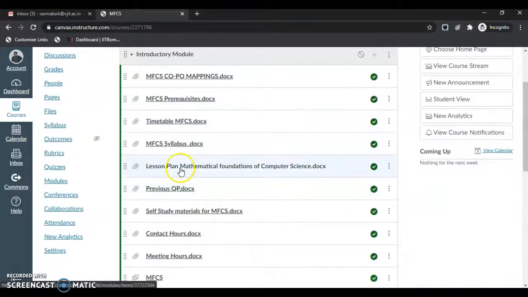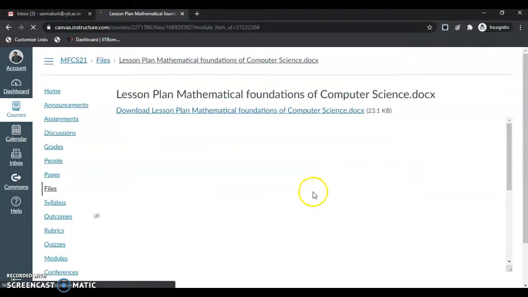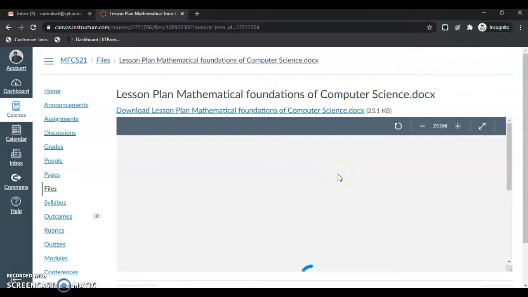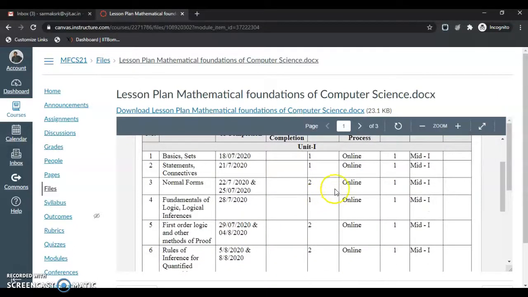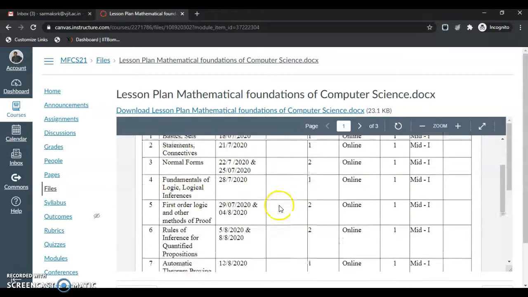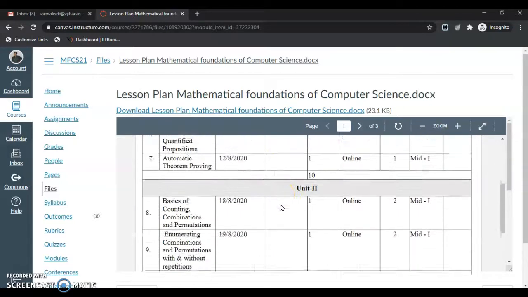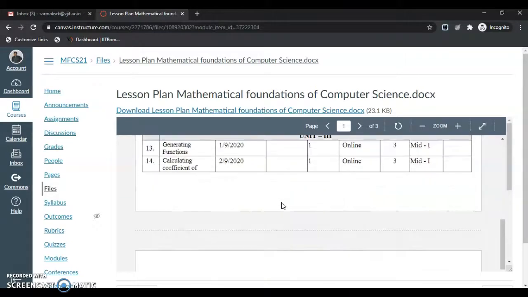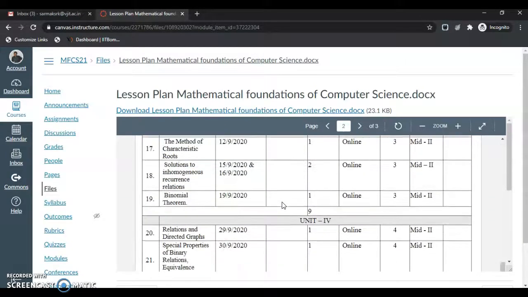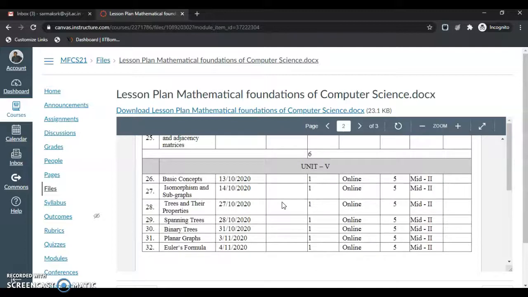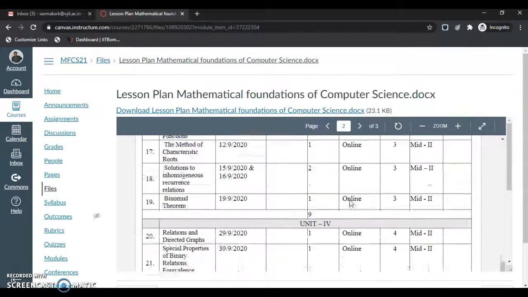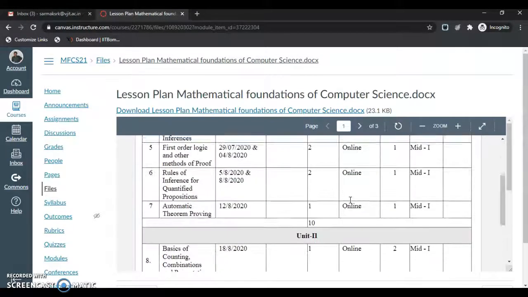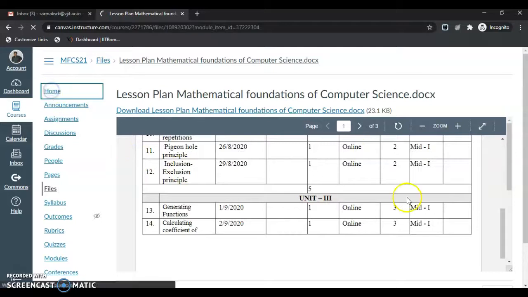Coming to the lesson plan, as we will be conducting everything in online mode, 3 classes will come per week, and I have mentioned here which topic is going to be covered in which contact class. For the first unit it will take 10 classes, the second unit 5 classes, the third unit 9 classes, the fourth unit 6 classes, and the fifth unit 10 classes. In total 40 classes, and all are in online mode.